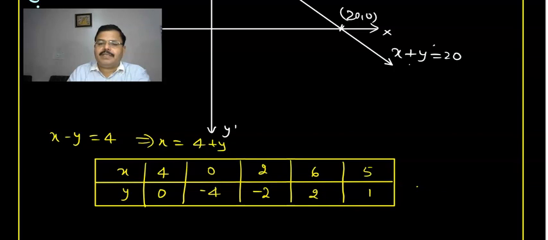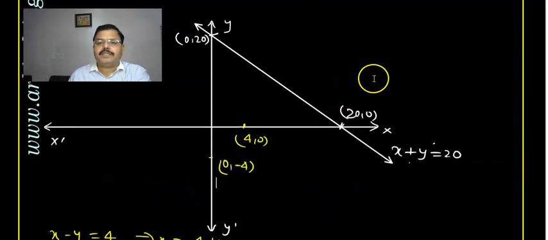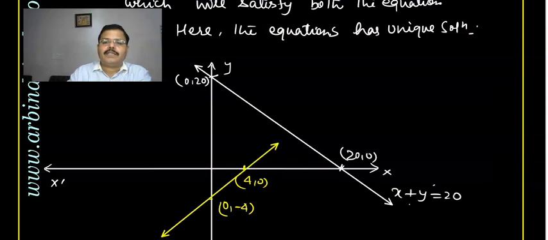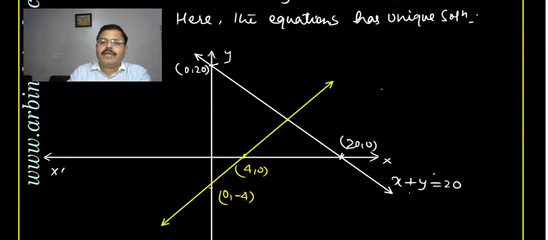So these are a few points which can be generated, but basically the two points which intersect the x-axis and y-axis you need to plot. So x 4 and y 0, that is 4 comma 0, will be here, and x 0 and y minus 4 will be here. If I plot this line on the basis of the points obtained, you will see this line will be like this. Both the lines will intersect at this point, and this is a common point which will satisfy both the equations. This is x minus y is equal to 4, and this is x plus y is equal to 20. If you see in the graph, this point will definitely be 12 comma 8.